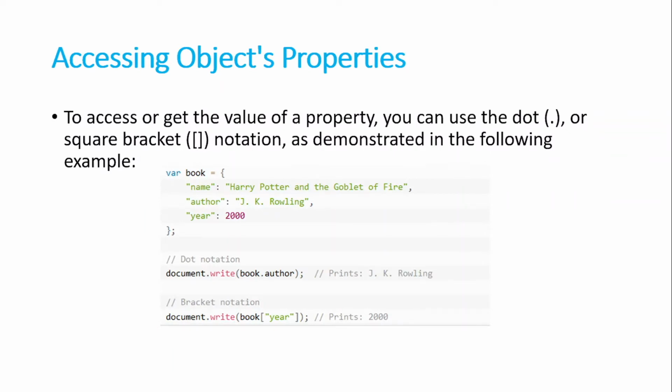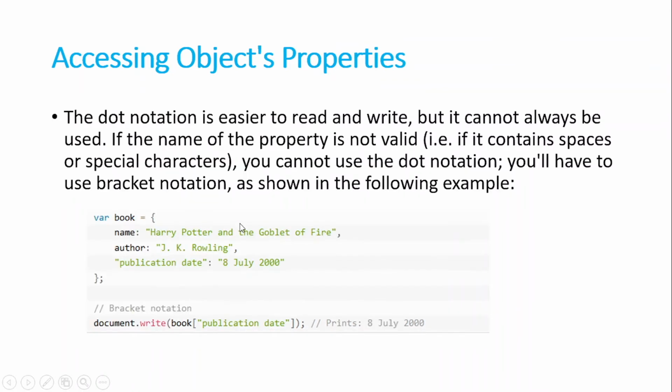To access or get the value of a property, you can use dot or square bracket notation. We can use dot or square bracket notation to get the value from an object. In this case we are getting the value of the author property, book.author. Then we'll get JK Rowling as the value. We can also use square bracket notation to get the property value. Here in this case we're getting the year, so the year will be returned to us.